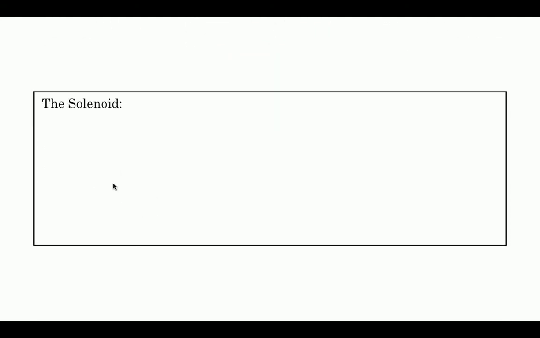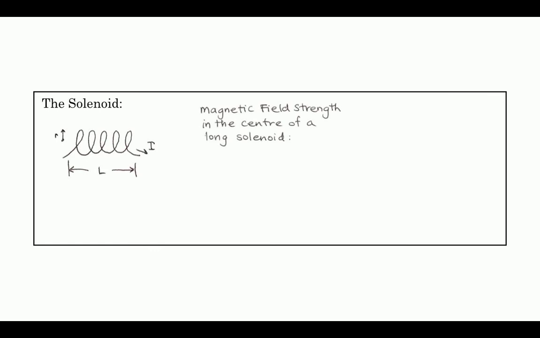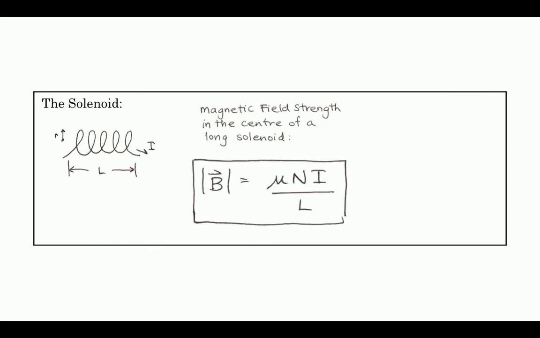Last but not least, the solenoid. The solenoid is basically a stretched out curly Q. The radius is right here, basically the radius of these loops. I is the current, and L is the length of the solenoid. The formula that we're going to use here is B equals mu N I over L. Along the center point in the solenoid, or anywhere inside the solenoid, mu N I over L is the formula that we want to use.